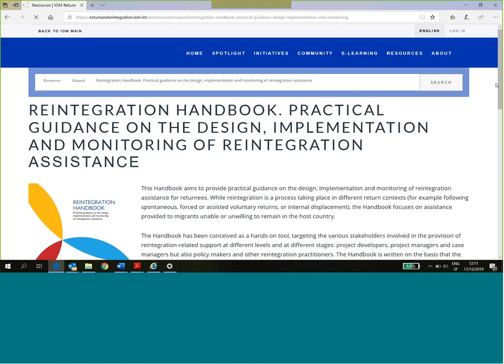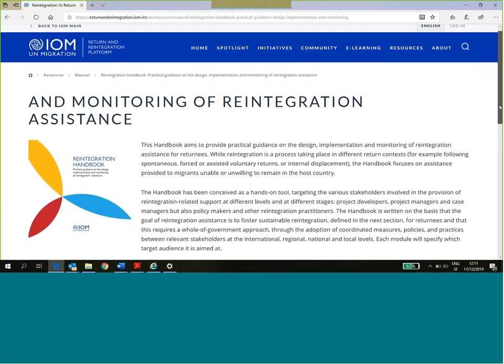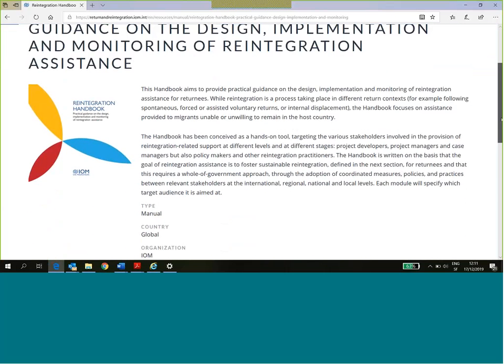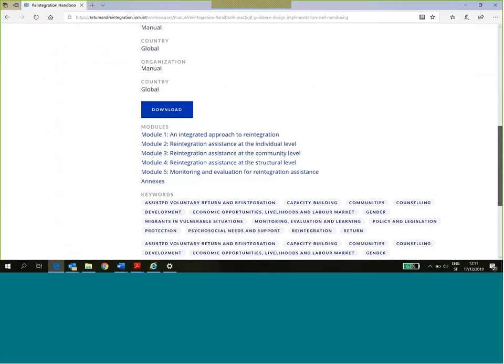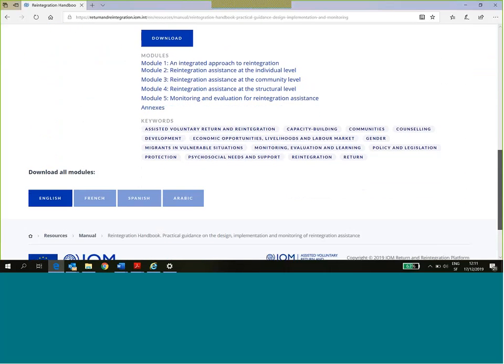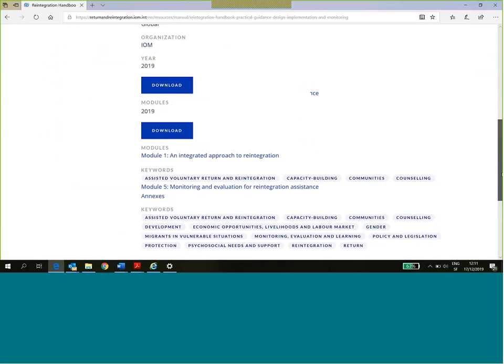Obviously, these themes connect very much to the SDGs. These themes connect very much to the Global Compact on safe and orderly migration. And as you know, there is a full Objective 21 that relates to this topic.